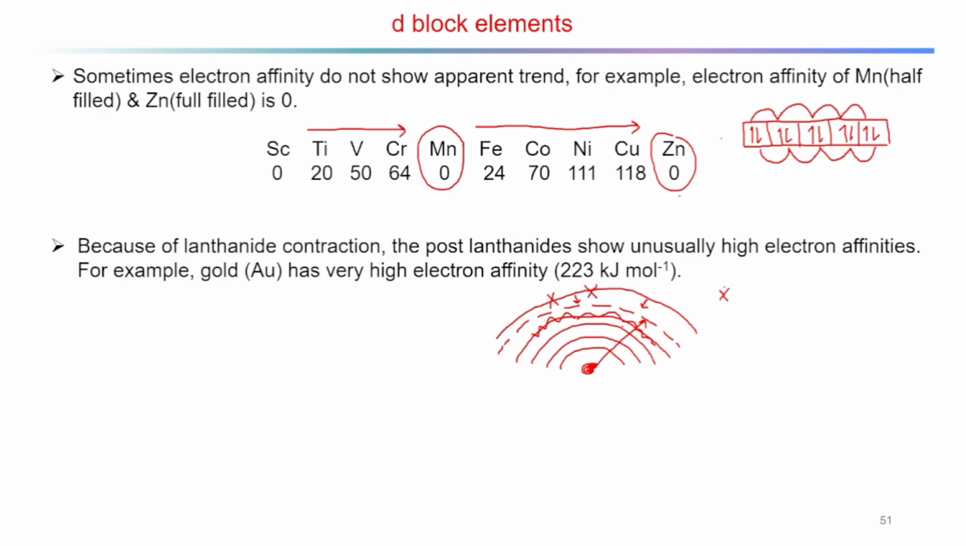If you want to place another additional electron, if these F electrons were not there, you had to place it here. But now as you have F electrons, D electrons, because their shielding effect is less, this orbit has shrunk. Now you are placing this electron here, much closer to the nucleus. So that's why these post lanthanides have unusually high electron affinities. For example, gold has a very high electron affinity, which is 223 kilojoule per mole. So among the metals, gold has the highest electron affinity.